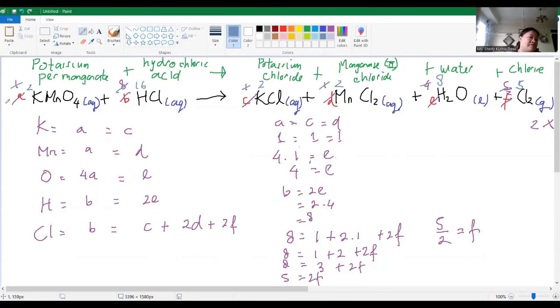So for it, you have to make an estimation by using A, B, C, D, E, and F for the coefficients. Then you need to replace them one by one. For example, first I replace one by 1, and then I calculate one by one. Because in the end I got 5 per 2, I have to multiply the whole equation by 2, so there is no fraction in the answer. Okay, this is how we can balance it by using the algebraic method.